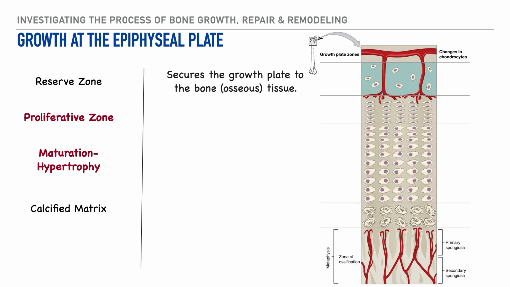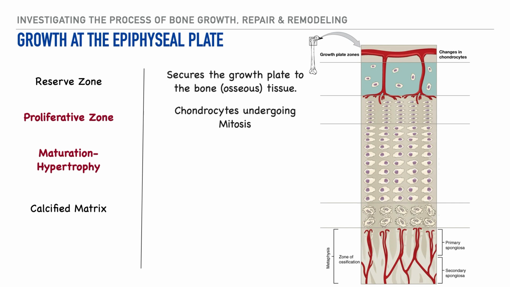Now, as we move closer towards the diaphysis, we meet the proliferative zone. And it's here that we find chondrocytes actively engaging in mitosis. Again, this is the cell process that allows our cells to undergo growth and repair. It's essentially the primary zone in which interstitial growth occurs, considering it helps push the epiphysis away from the diaphysis.